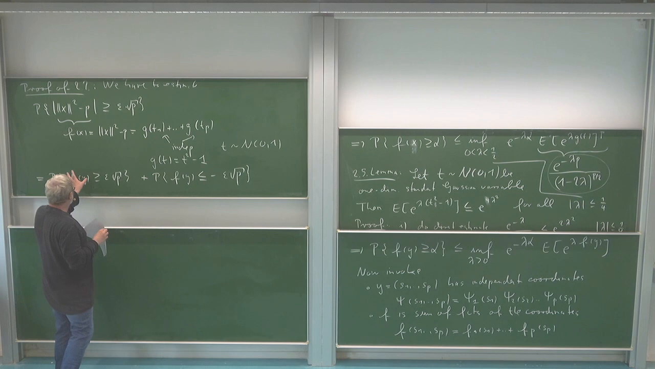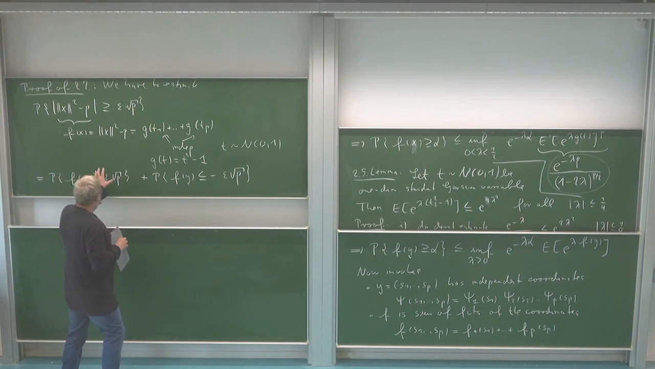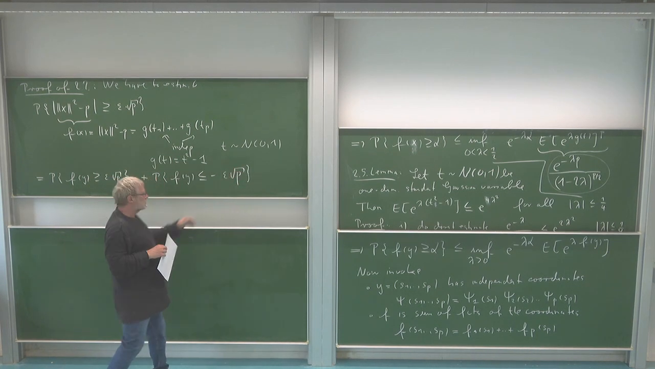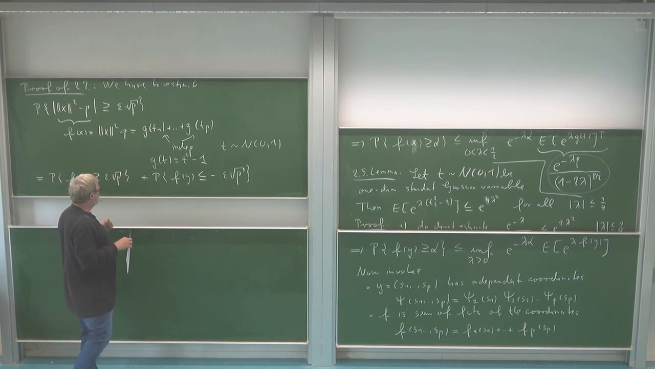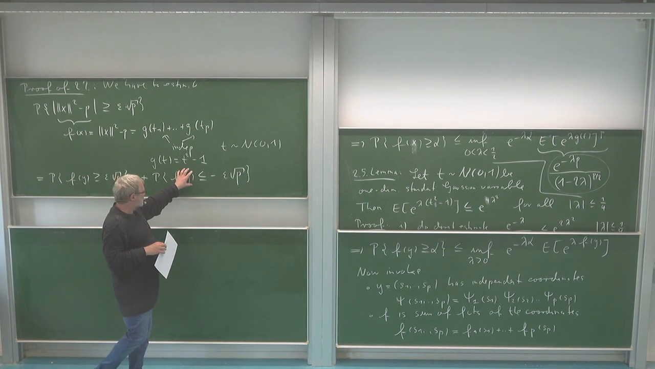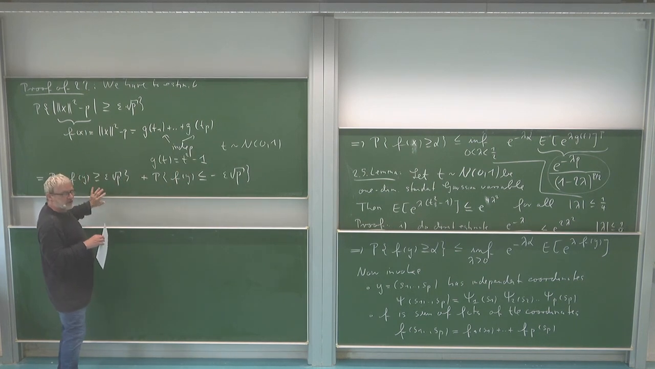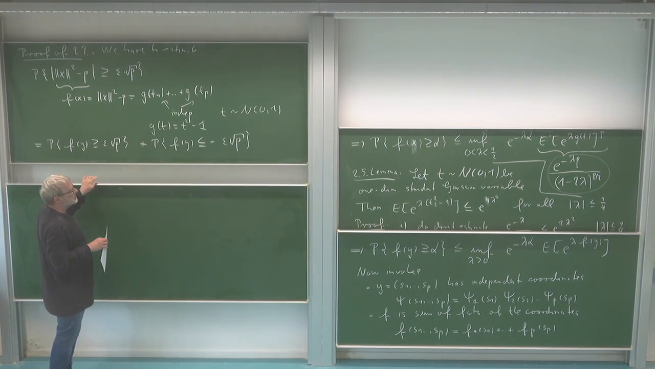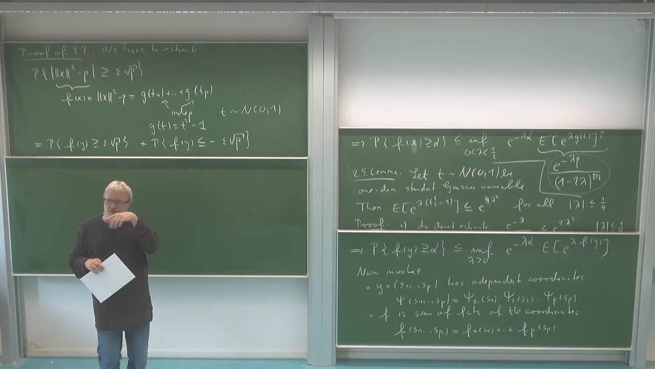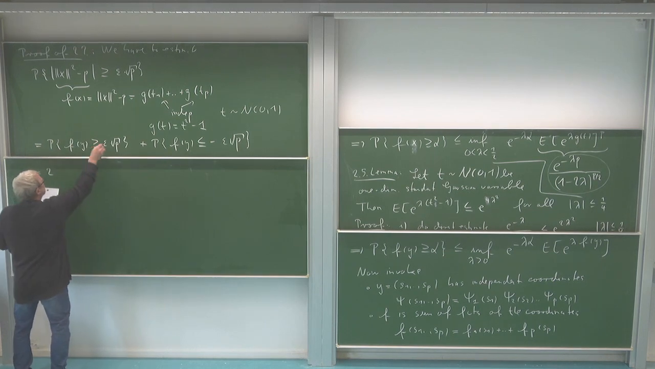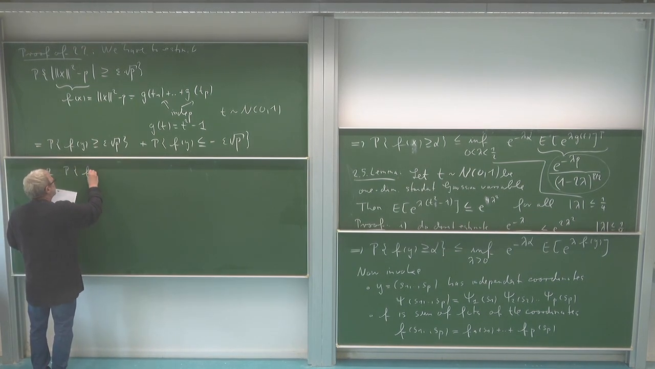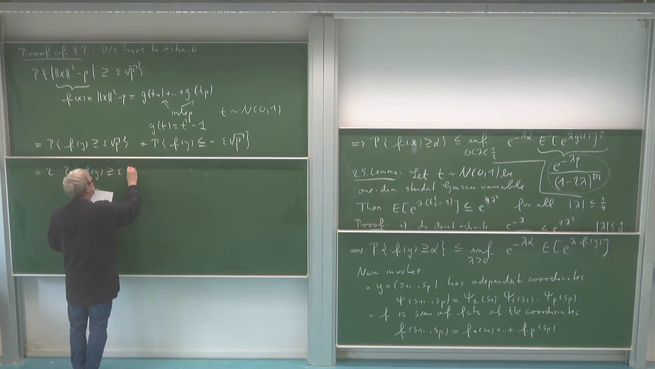Just saying that the absolute value of this is bigger than this is the same as saying either this is bigger than this or this is smaller than this. Okay, and those two events are disjoint, so I have here the sum of the probabilities, and actually it's symmetric, so the probability of this is the same as the probability of this. This means I get a factor 2, and you remember in my theorem I had an overall factor 2 at the beginning. This is coming from this. So what I have here is just 2 times the probability that f of y is bigger than epsilon times the square root of p.